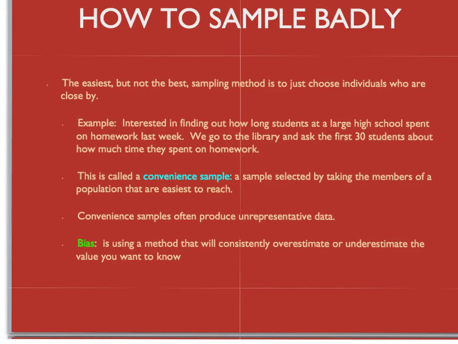What's wrong with our convenience sample of students in the library? It's unlikely the sample represents the homework habits of all students at the school. In fact, we'd expect the sample to overestimate the average homework time in the population, since students who hang out in the library might tend to be more studious. This brings up the point bias. Bias is using a method that will consistently overestimate or underestimate the value we want to know.